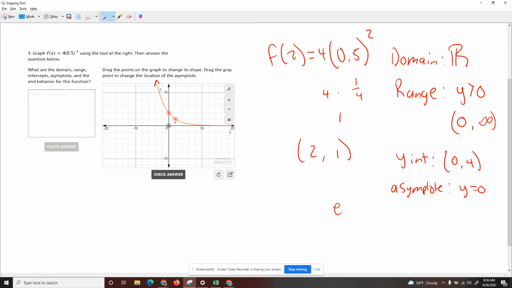And then end behavior. As x approaches negative infinity, y approaches infinity, meaning as x goes left, the y goes up. As x approaches positive infinity, meaning as x goes right, y flattens out at 0. And that's what that means there. All right, let's look at example 2.